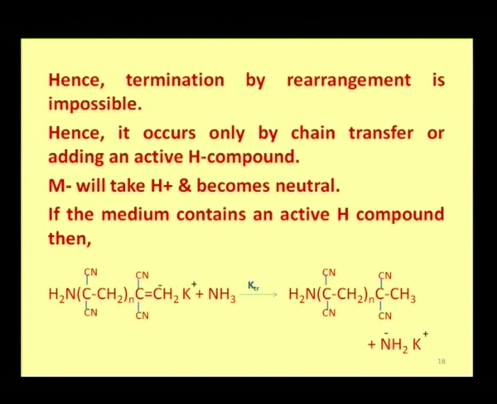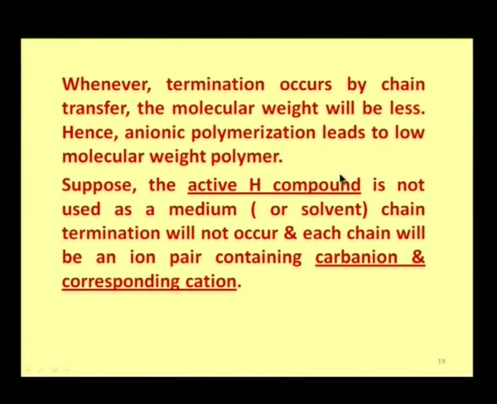When such a molecule is available, it directly attacks your growing polymer chain, and then the catalyst alone gets out in the form of the original catalyst, and the growing polymer chain stops its growth because of the attack of this NH3 on the carbanion, and the terminated polymer is obtained. So, this is how a termination reaction takes place where it involves a chain transfer by an active hydrogen compound. Whenever termination occurs by chain transfer, the molecular weight is going to be lower. Hence, anionic polymerization generally leads to low molecular weight polymer molecules.